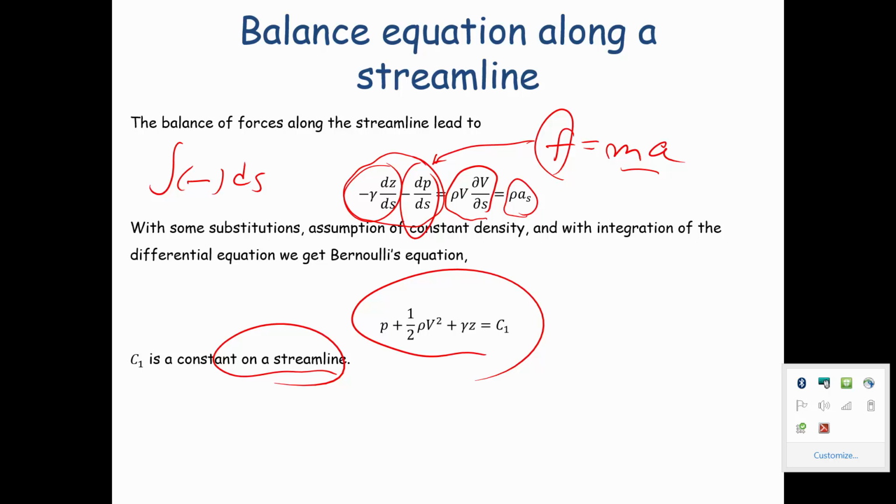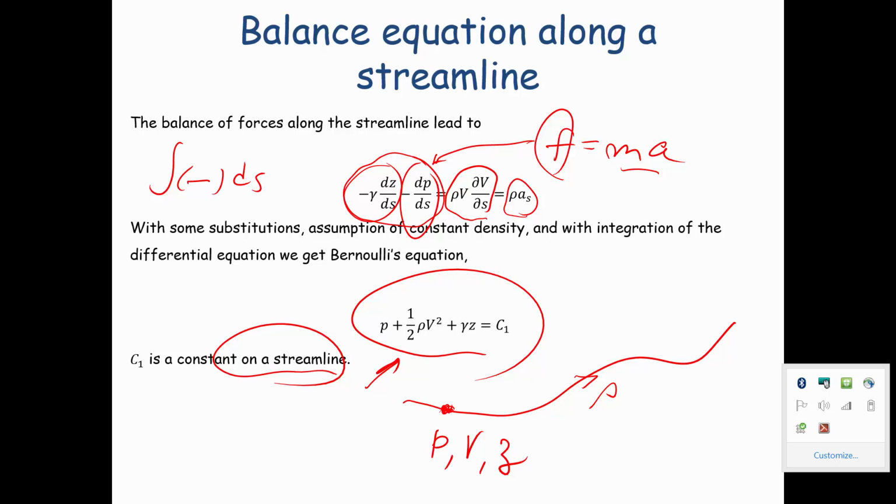If we know the pressure at a given point in the streamline, so let's say that I pick out a streamline that's moving like this. This is some point here. We define the pressure at this point. We define the velocity at that point. We define the elevation at that point. We can substitute those numbers into the above equation, into this Bernoulli equation here. If we do that and sum those numbers together, we'll get a constant C1. That sum will be a constant all the way along that streamline, S.